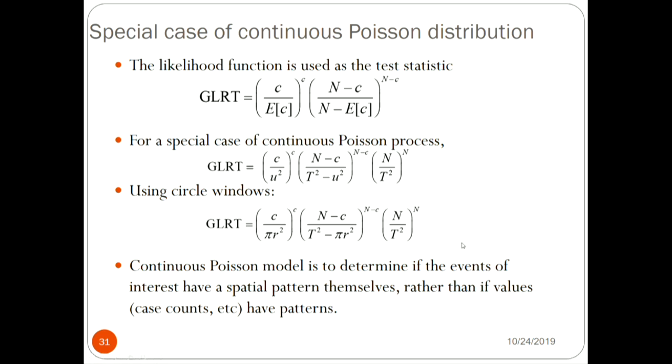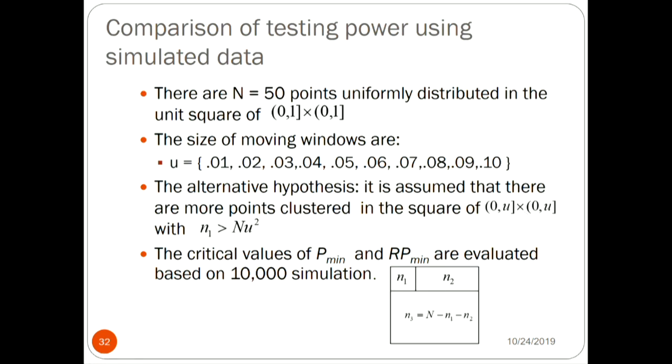So the continuous Poisson model is used to test if the events have a spatial pattern themselves, or if the events are randomly distributed over the whole study area. That's the special case of the continuous Poisson distribution. Now here is an example. I will use this example to compare the testing power of the fixed window scan statistic, the variable window scan statistic, and the cutoff type spatial scan statistic.